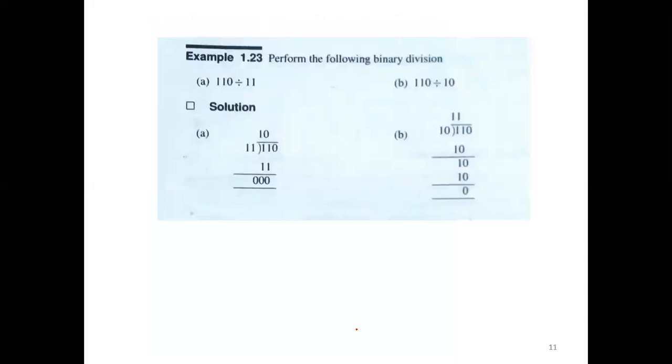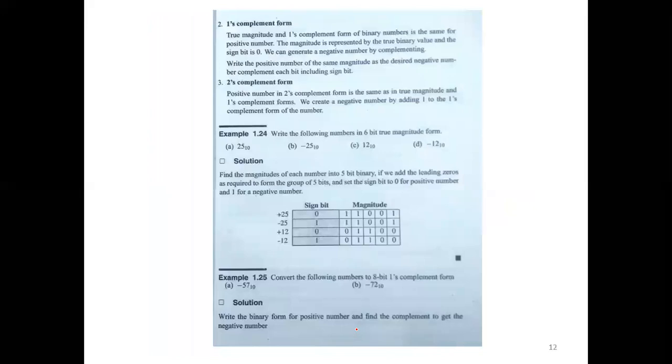So this is the subtraction concept. Next, one's complement and two's complement. This is used for the addition and subtraction process. One's complement is the complement of the given number. That means 0 becomes 1, and 1 becomes 0. Like that, we take the complement of the input number.